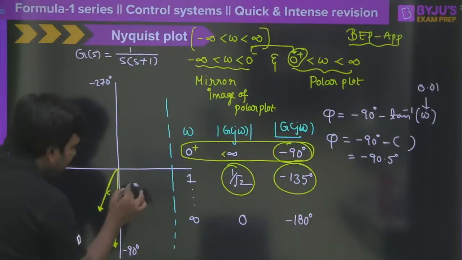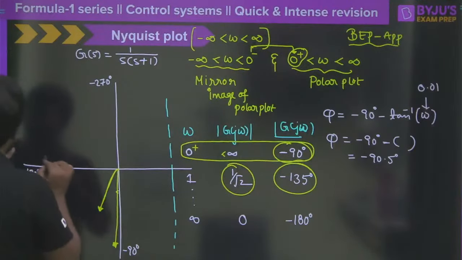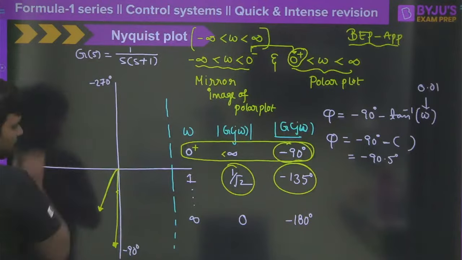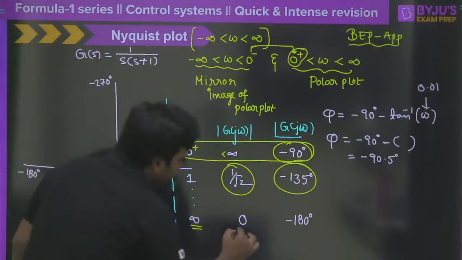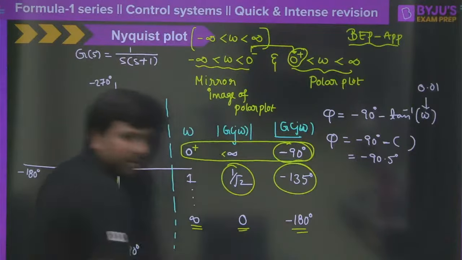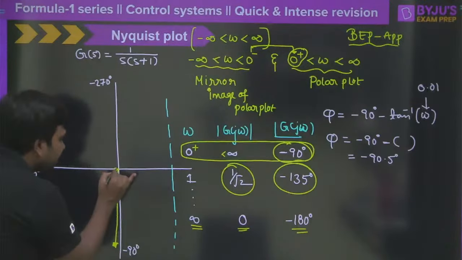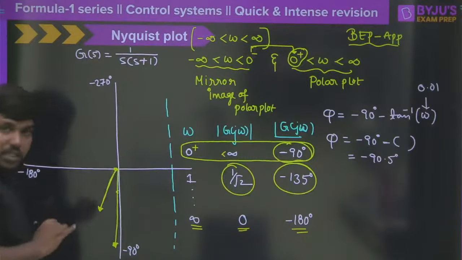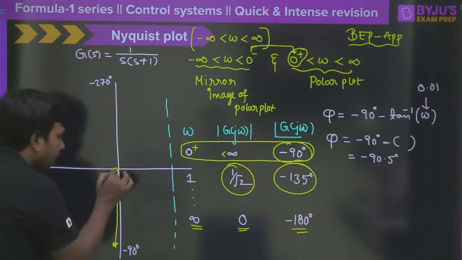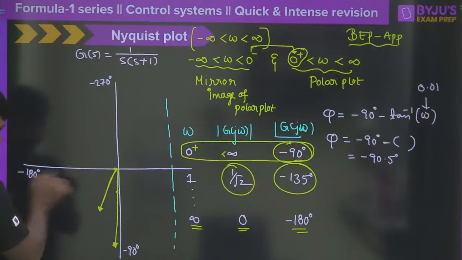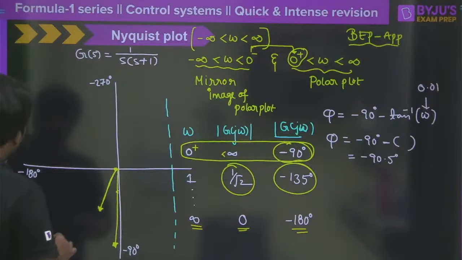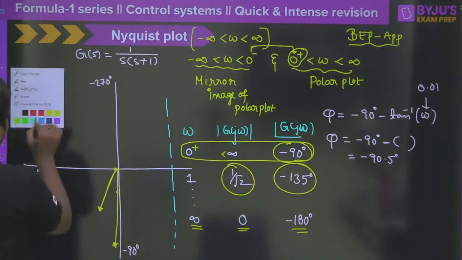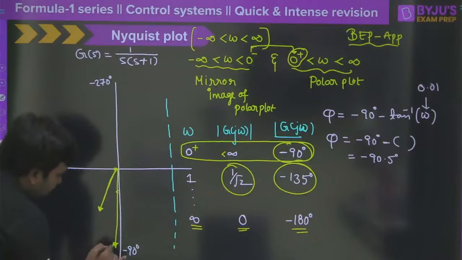But now I would like to ask another question to you. What is the last vector now? Last vector, omega equal to infinity, magnitude is 0, phase is minus 180 degrees. That means it's strictly a point with 0 magnitude and phase minus 180 degrees, on the minus 180 degrees axis. Now these 3 points should be connected, right? So these 3 points should be connected.